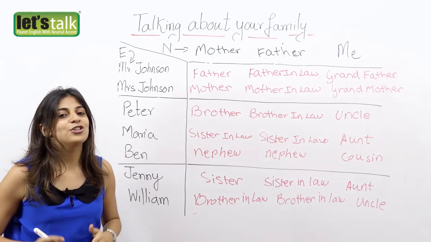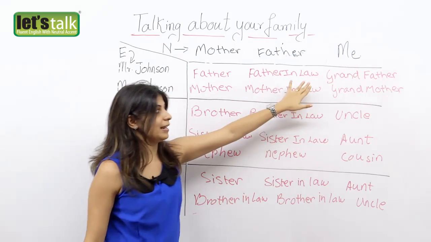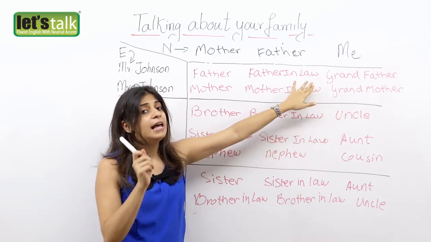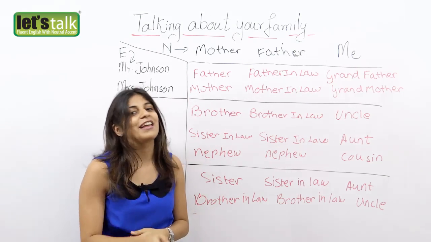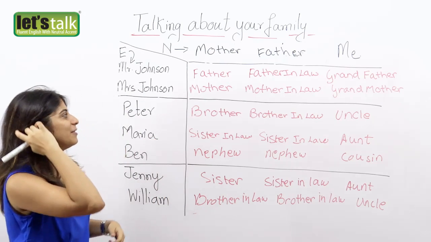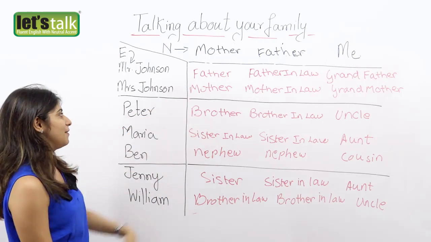For you, the relationship is just the same, that they are your grandparents. Mr. Johnson is your grandfather, Mrs. Johnson is your grandmother. However, they are your maternal side of grandparents. So they are maternal grandparents.